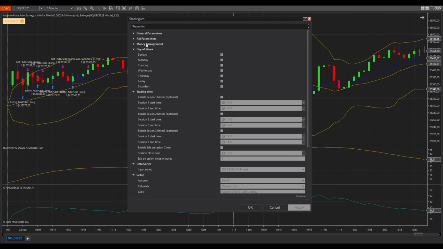Day of week. Enable or disable trading for each day: Sunday, Monday, Tuesday, Wednesday, Thursday, Friday, Saturday. Check the days you want to trade. If all days are disabled, the strategy will trade without any restrictions on days.